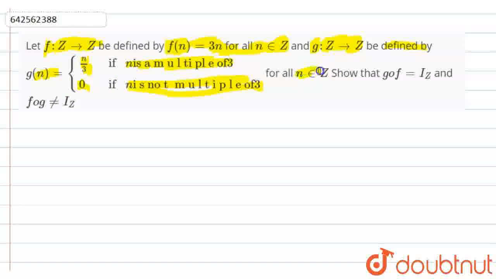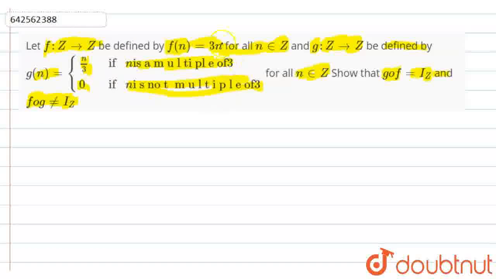For all n belongs to Z, we have to show that the composition function g of f is equal to the identity on the integer set Z, and the composition function f of g is not equal to the identity on Z. So now let's proceed with the proof.